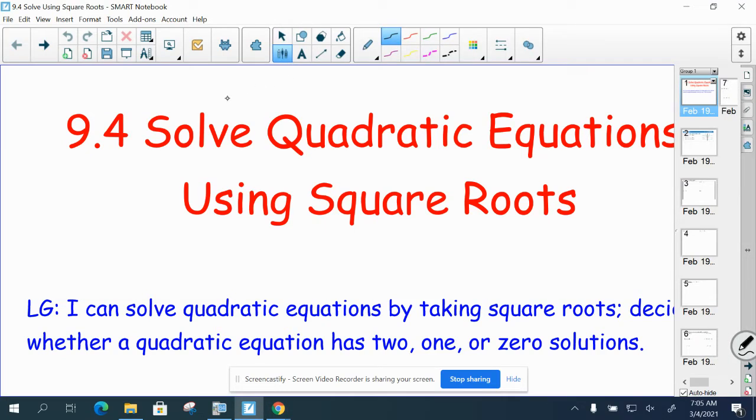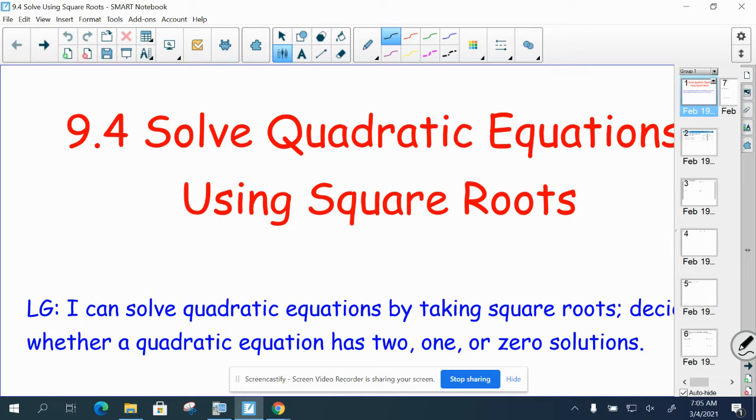Hello everyone, this is lesson 9.4, solve quadratic equations using square roots. Yesterday you learned, before you learned how to solve quadratic equations by factoring, how you can use Desmos to solve quadratic equations by looking at the zeros. And today we're going to learn how we can solve a quadratic equation without a calculator, but just solving and taking the square root to solve for x.